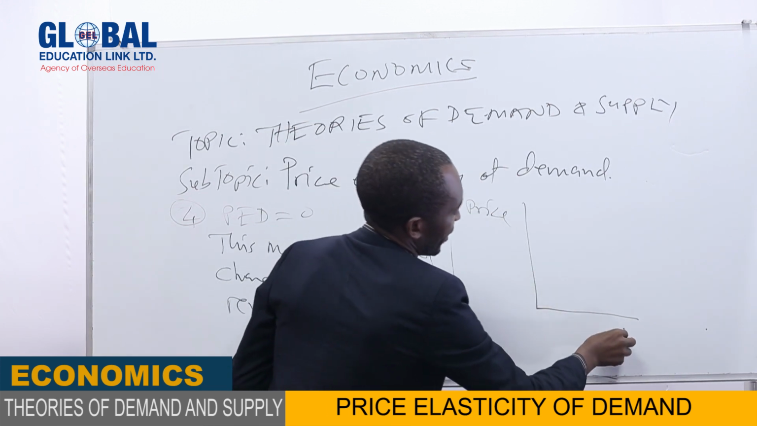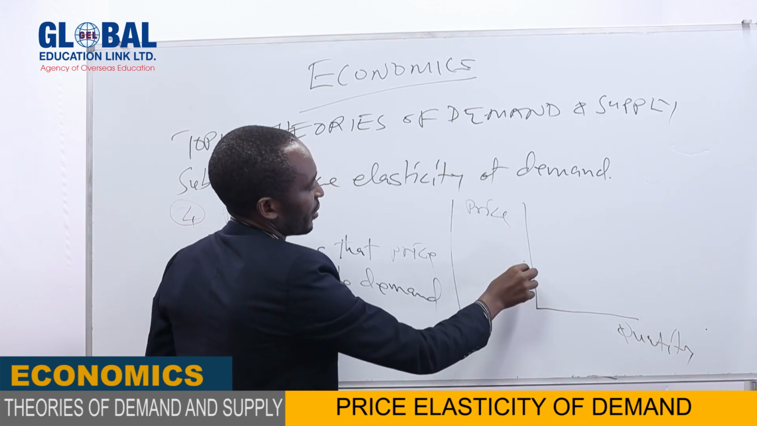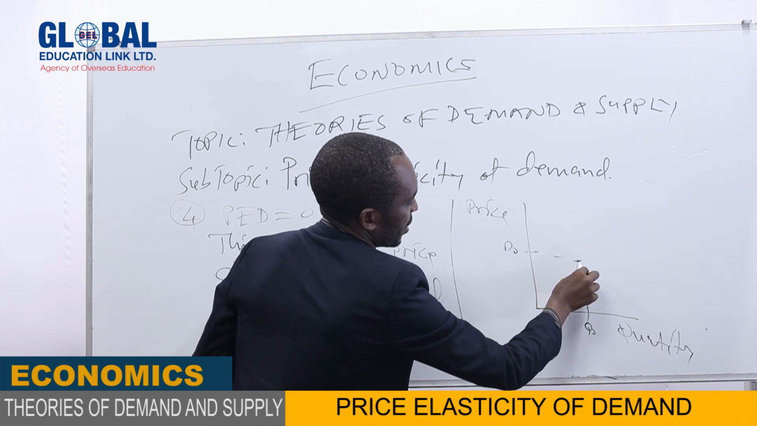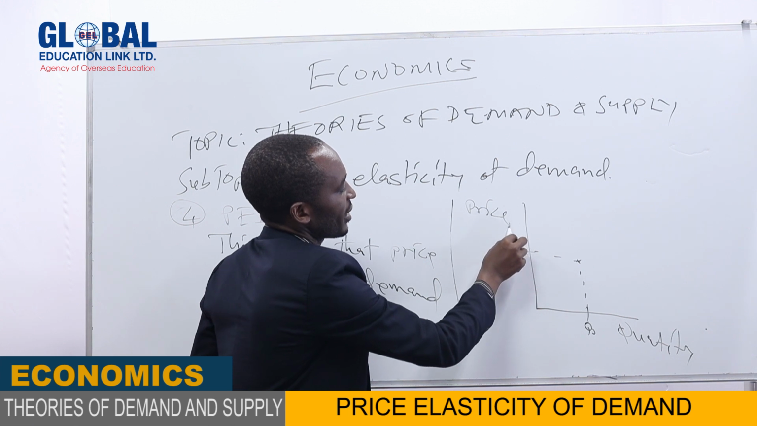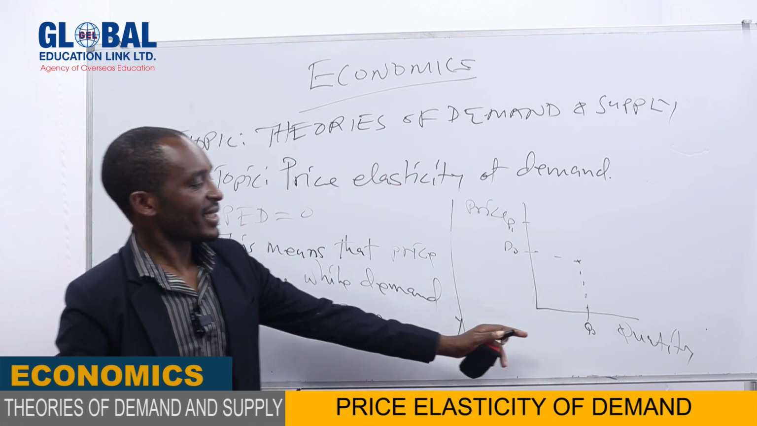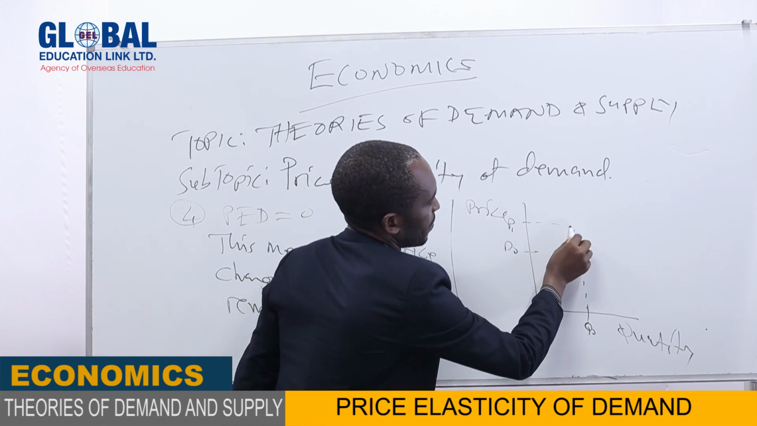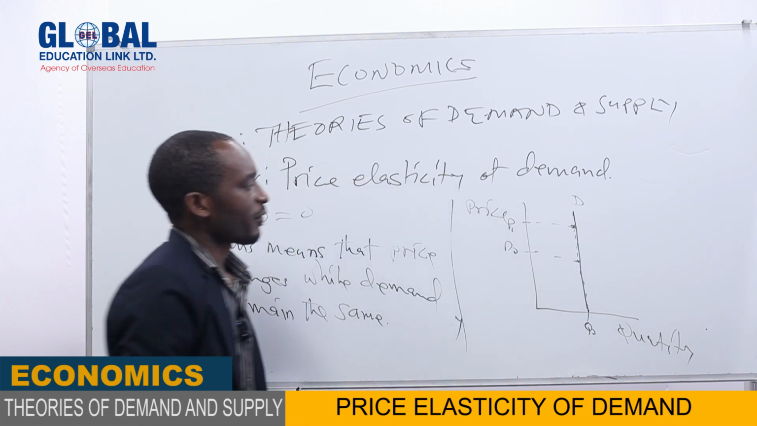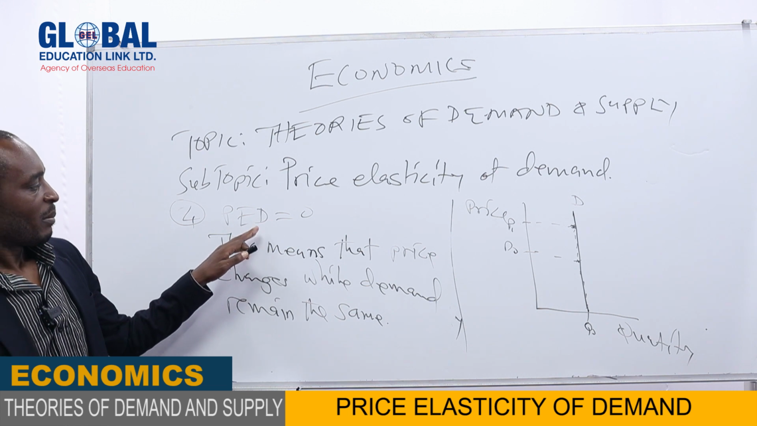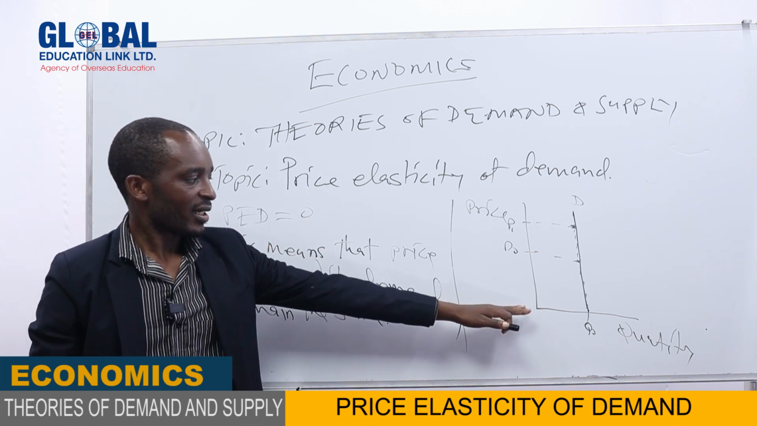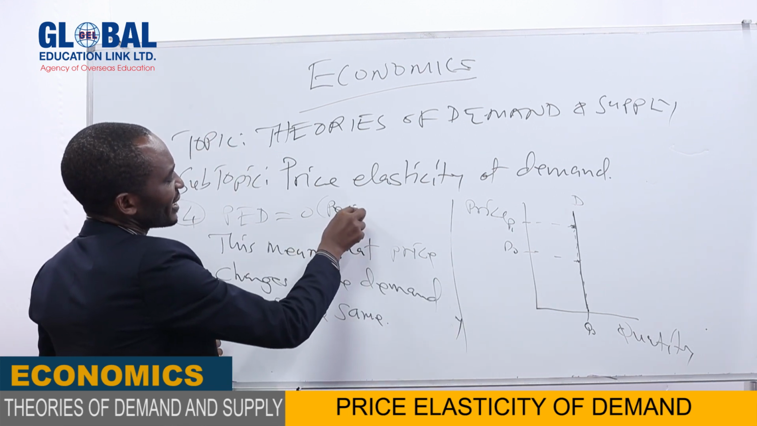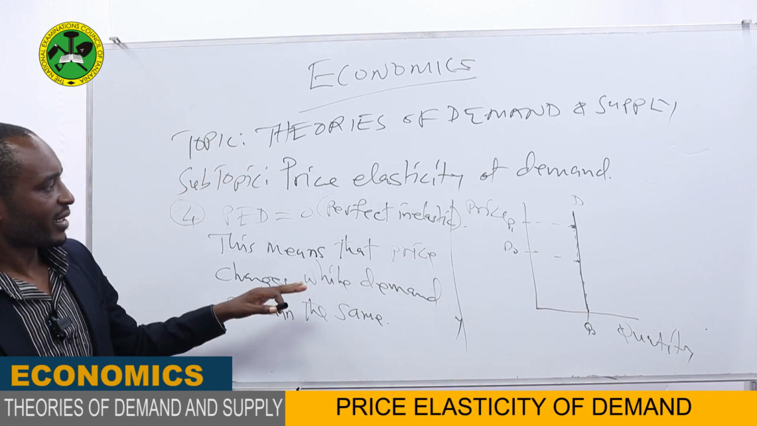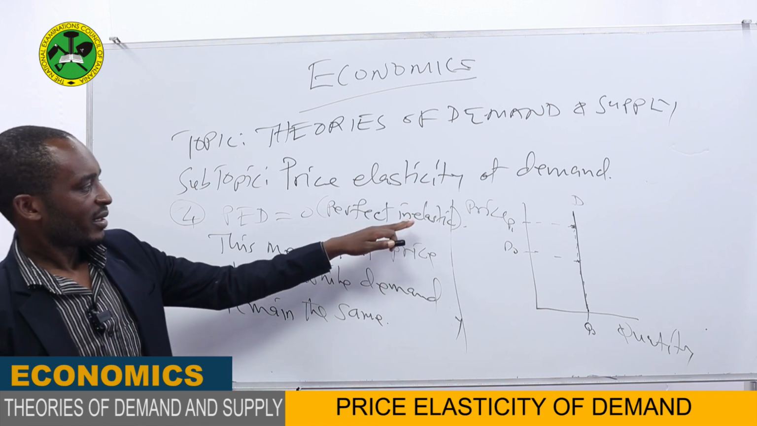Here is the price, and here is quantity. So P naught, Q naught. Now assume the price increases from P naught to P1. Demand remains the same. So when you join, the graph of demand will be vertical. So the demand curve for the case when price elasticity is equal to 0 will be vertical. So this we call perfect inelastic. If you get a price elasticity equal to 0, this is perfect inelastic.